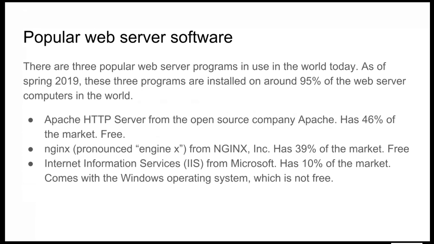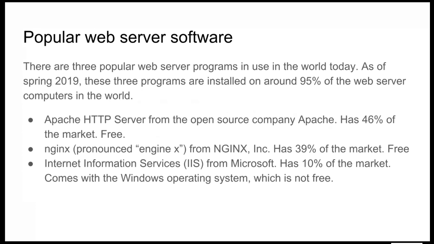Number 1 is what's called Apache. The technical term for the piece of software is Apache HTTP Server. Everybody calls it Apache. It's from the open source company called Apache. That web server software is installed on 46% of the computers in the world that are used as web servers. It's free. There's a lot of resources to learn it. It's pretty cool.